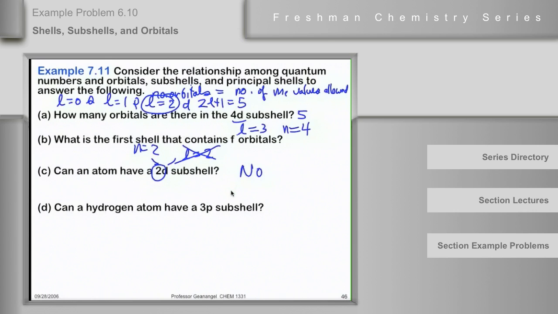All this coming back from high school, huh? You remember all this? Can a hydrogen atom have a 3p subshell? This is an often missed question.